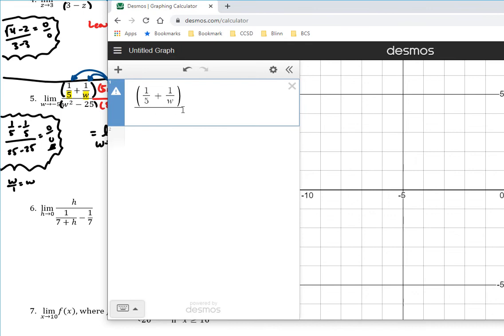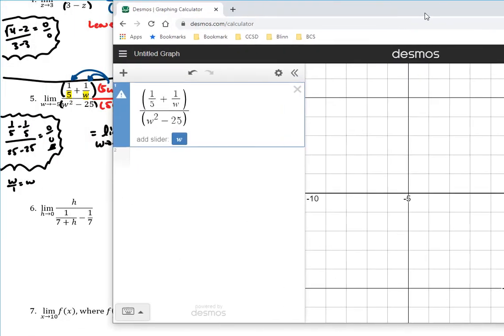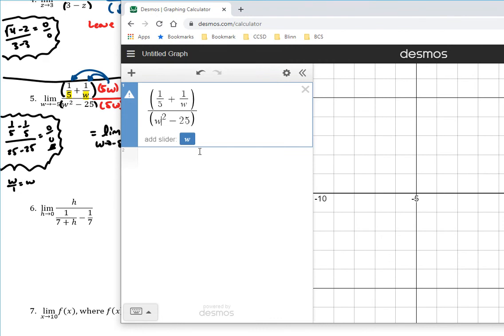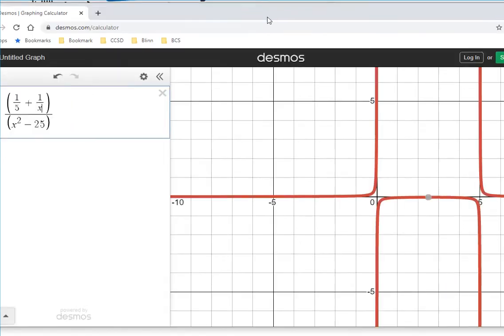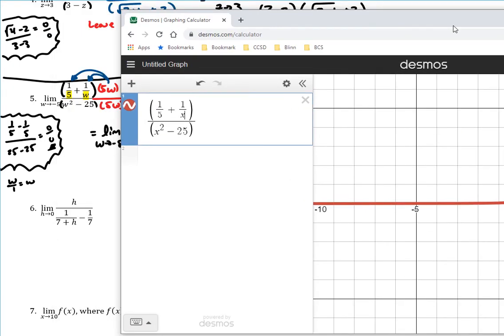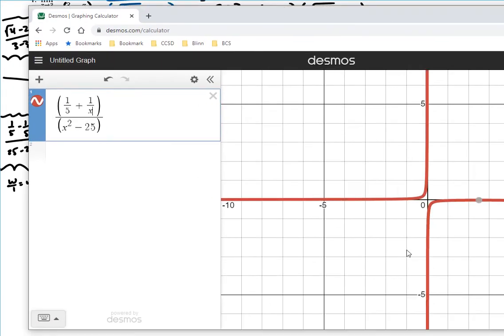So I'm using those implied parentheses, and then W squared minus 25. And so we can kind of see, hey, nothing's popping up. So that's why I just change it to X then. So instead of these W's, let's go ahead and change those to X. And then now we can see the graph. Okay, and then we want to look at -5. So here's -5. Well, we can see the decimal that it's near is 0.004.